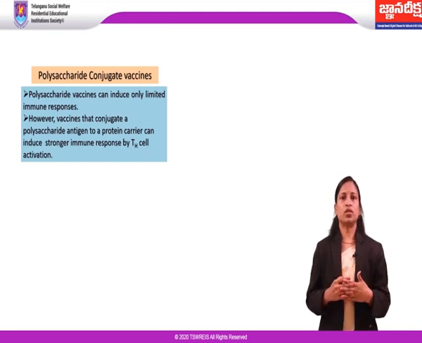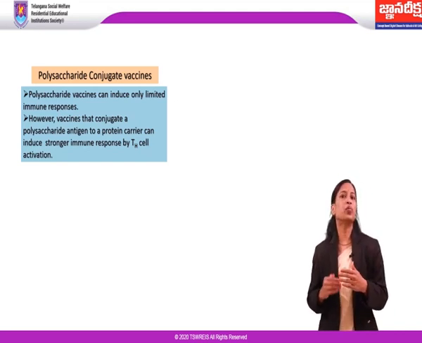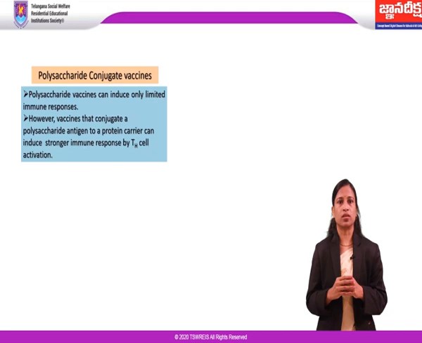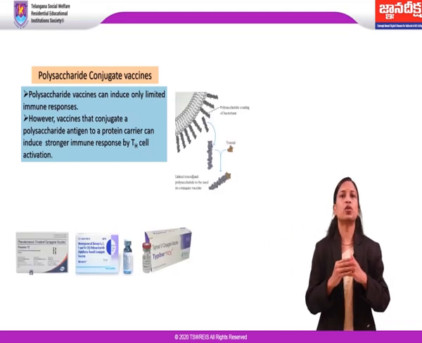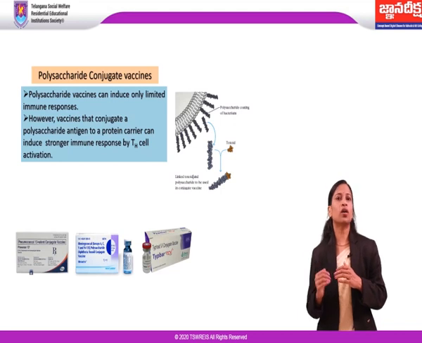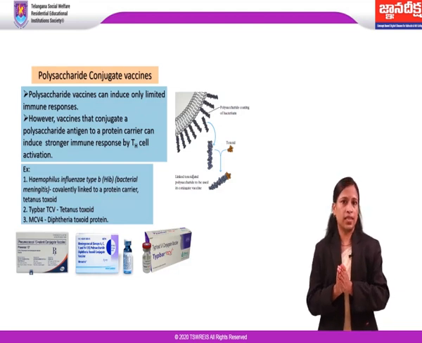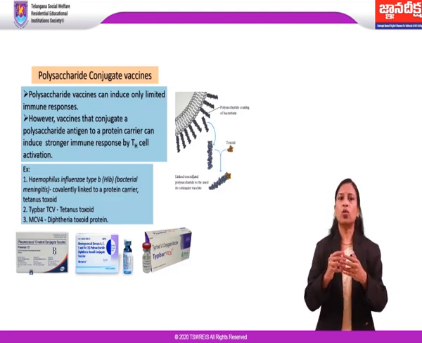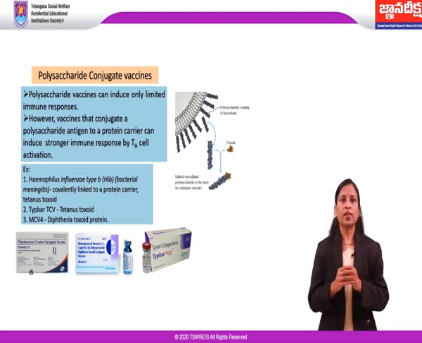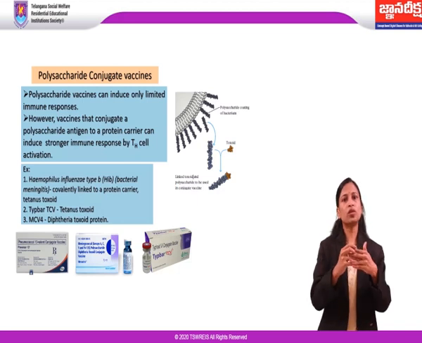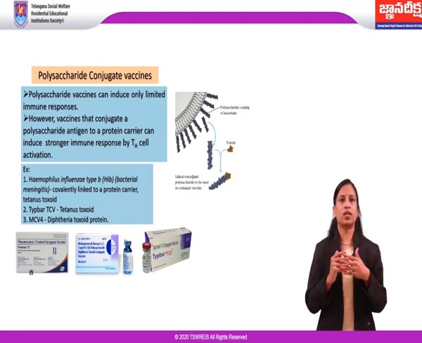However, vaccines that conjugate a polysaccharide antigen to a protein carrier can induce a stronger immune response by Th cell activation. This image shows the linking of a toxoid protein carrier to the polysaccharide component of the capsule. Let us take a few examples. The Haemophilus influenzae type B, Hib vaccine, is covalently linked to tetanus toxoid, and the type B TCV, typhoid conjugate vaccine, is also linked to tetanus toxoid, while the meningococcal vaccine MCV4 is joined to the highly immunogenic diphtheria toxoid.